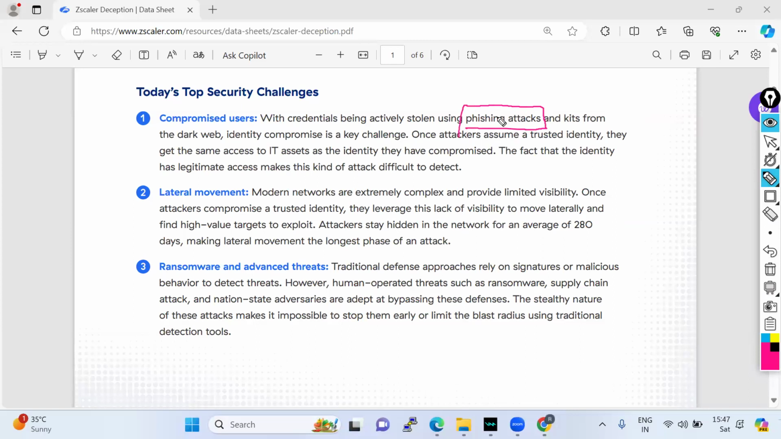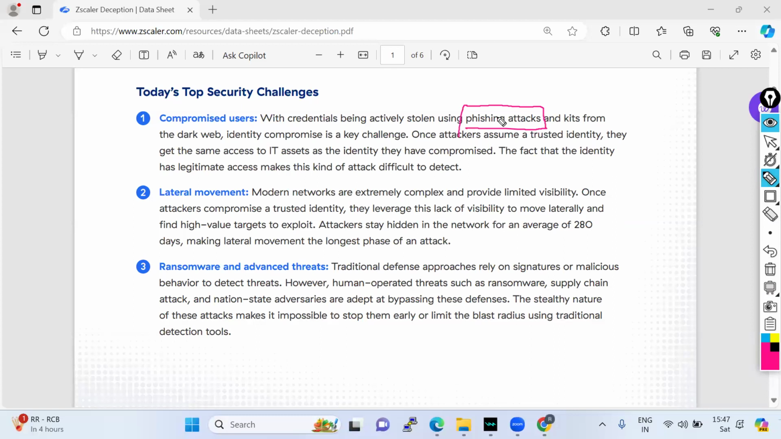After reporting, you report to the correct cybersecurity team, and they can try to find out the source of this phishing email, and then probably they build some rule so that this phishing email can be blocked when they next try to target our employees, right? Credentials from the dark web, right? And identity compromise is a key challenge.